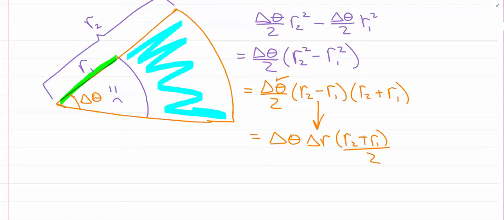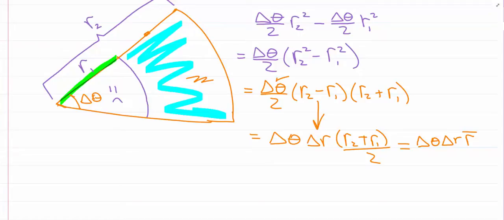Now, if you look at this right here, R2 plus R1 over 2, that's like the average, isn't it? That is the average radius length. So maybe up here somewhere. So look, here's what we've got now. The area of this thing right here is going to be delta theta, delta R, and I'll just say R with a little bar over it, the average radius. That's the area of that thing. Any questions about that? Everybody see how that goes? Just straightforward algebra.